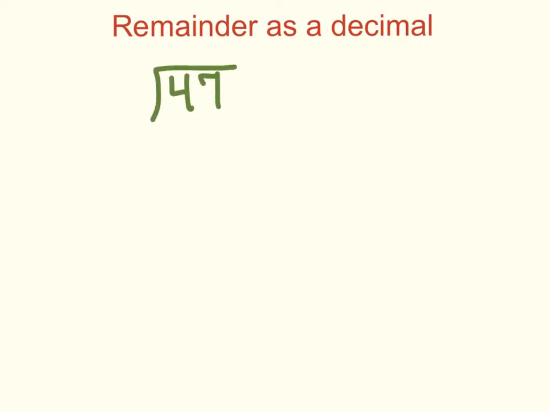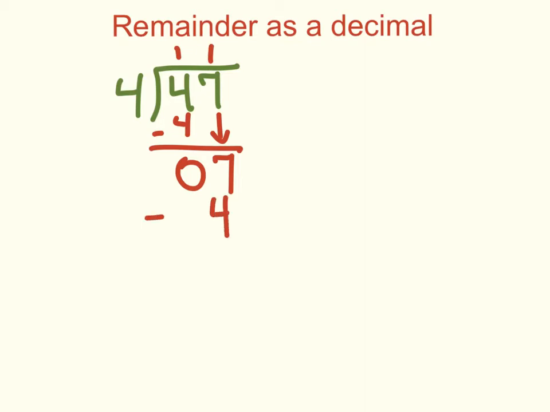47 divided by 4. Alright, 4 goes into 4 once, and 1 times 4 is 4, and I subtract that, and I get 0. And then I bring down my next number, which is 7, and my divisor of 4 goes into 7 one time, and 1 times 4 is 4. Subtract that, and I get 3. I have no more numbers to bring down, so 3 becomes my remainder.